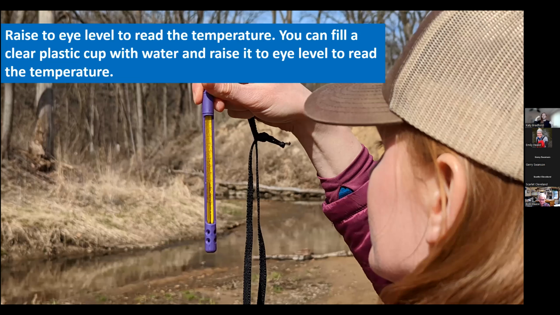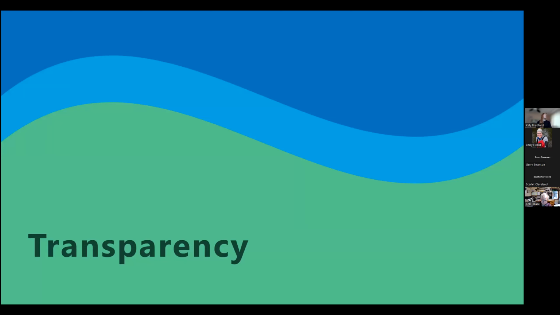I got the question after last week's training, or a comment, what you don't want to do is take a sample of water, carry it to shore, and then stick the thermometer in and let the thermometer adjust to that sample of water, because that's probably not going to represent the actual stream temperature. You do want to hold the thermometer in the stream, and then after it's adjusted, just bring it up to eye level and read it. So that's temperature. And then we have transparency.